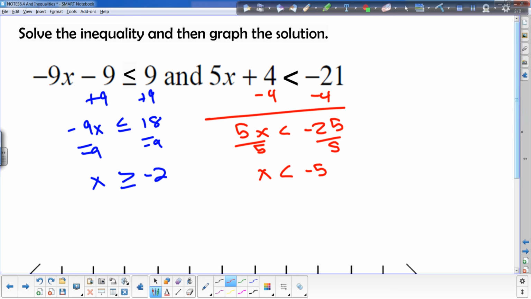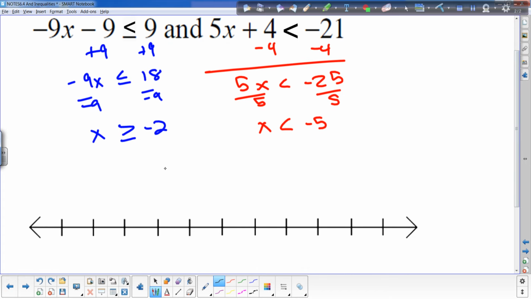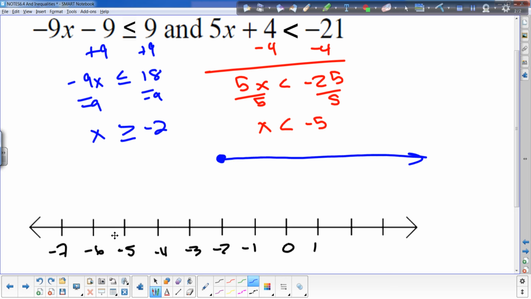So let's take a look at this one. I'm going to make my number line go from negative 7, negative 6, negative 5, negative 4, negative 3, negative 2, negative 1, 0. That's good enough. I'm going to do the blue part above the graph. So I am greater than or equal to negative 2, less than or equal to, or just less than negative 5. And I got to go back and look at my original problem. It was an and.